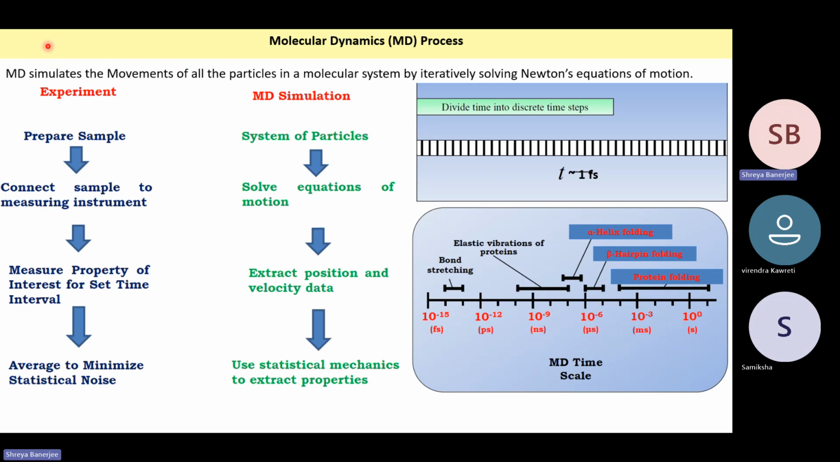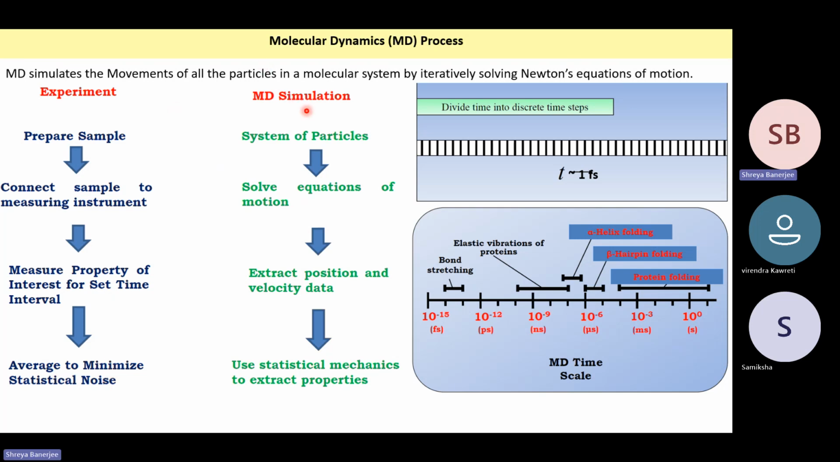Now, in molecular dynamic simulation, so in an experiment, we first prepare the sample. We put the sample in some measuring instrument, which can be the NMR spectrophotometer or the X-ray diffractometer, and we measure some property of interest for a certain time interval. In NMR, it measures the chemical shift of the respective nuclei. In X-ray diffraction, it measures the electron density and so on. And finally, we average to minimize the noise and get a clear spectrum.